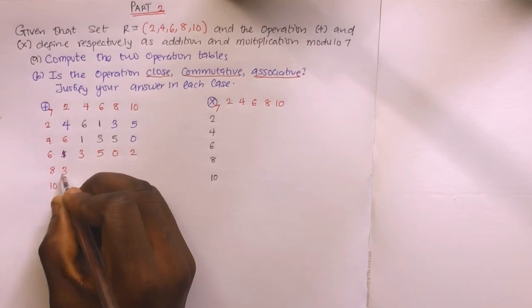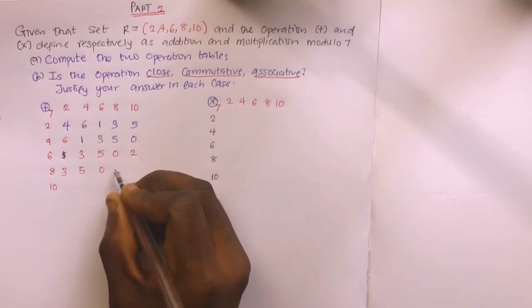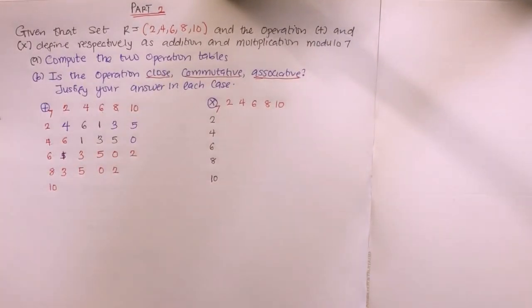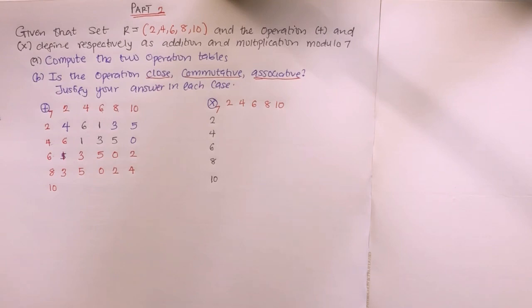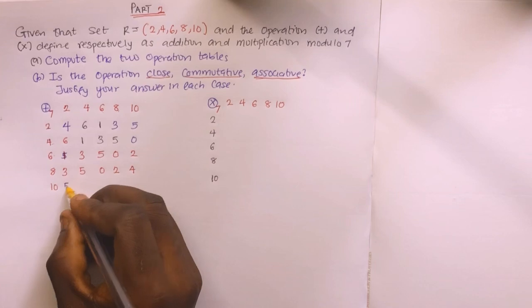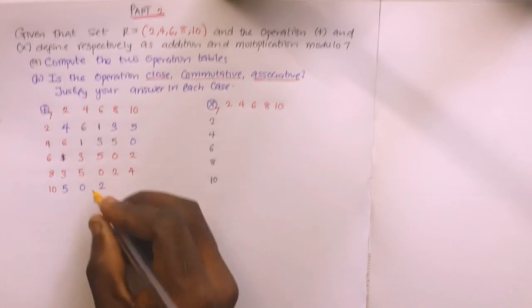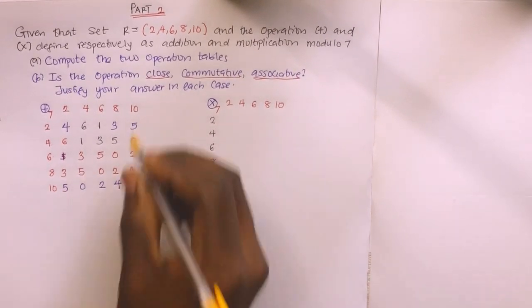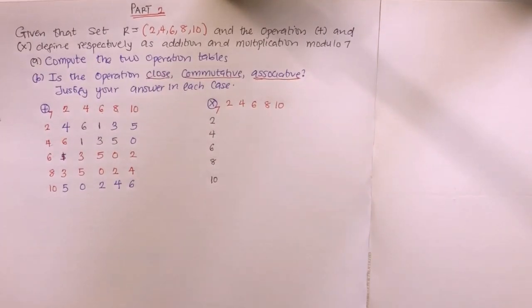I have 3 here. 8 plus 4, that's 12, which is 5. This one I will have 0. I will have 2 here. Then 8 plus 10 should give me 18, which should be 4. Then 10 plus 2, that's 12, so I will have 5. This way I have 0, I have 2, I have 4. 10 plus 10, which is 20, that's actually 6. Let's just move to this side and compute the rest.